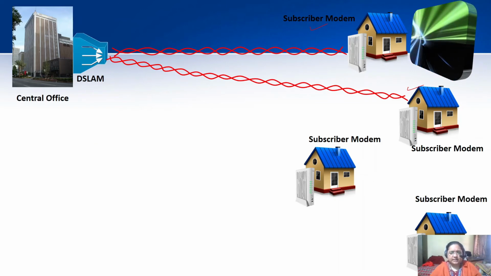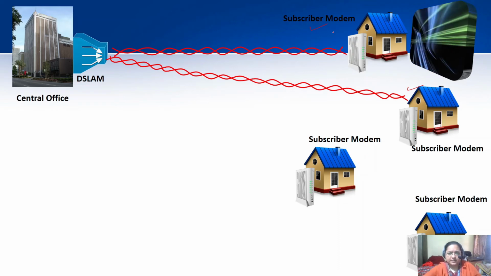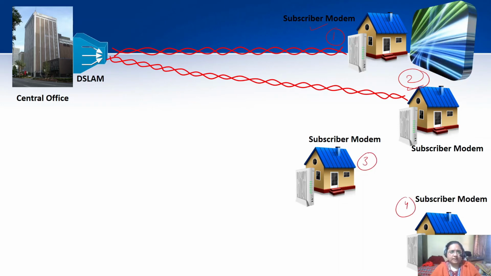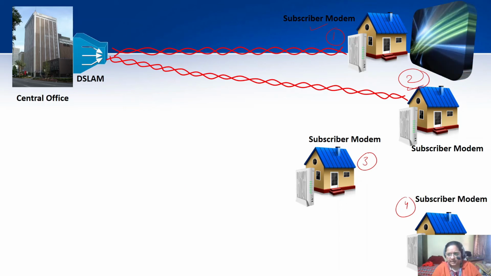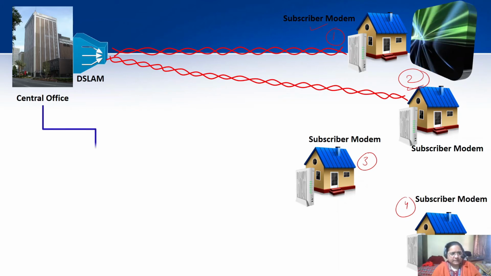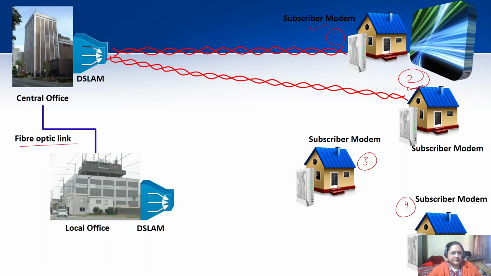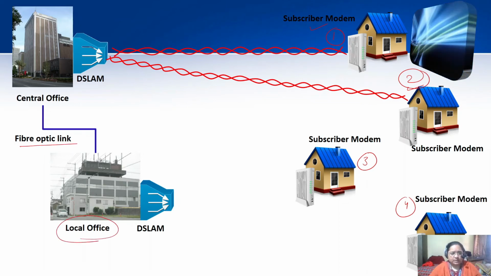But suppose, let's say that this is subscriber 1, this is 2, this is 3, and this is 4. So subscriber 1 and 2 are located quite near to the ISP central office, whereas subscriber 3 and 4 are located in a remote area. So from the central office to the nearby local office, the DSLAMs are connected via fiber optic link. The DSLAM at the central office and the DSLAM at the local office, which is situated towards the outskirts of the city, which is just another branch of the ISP.